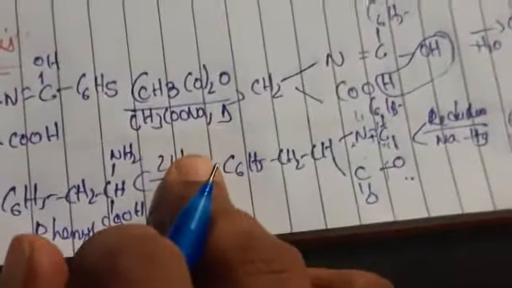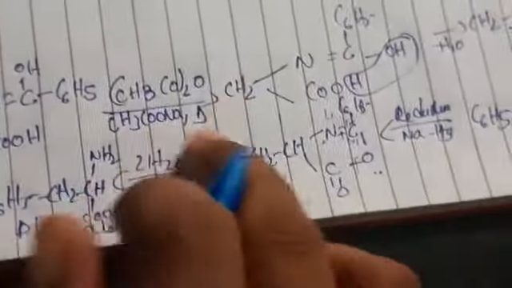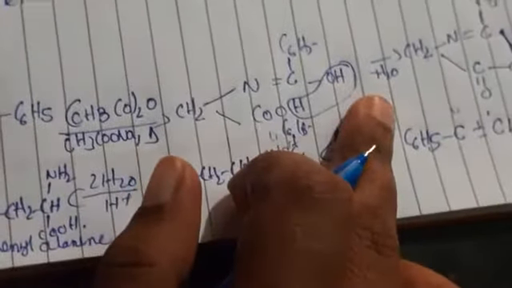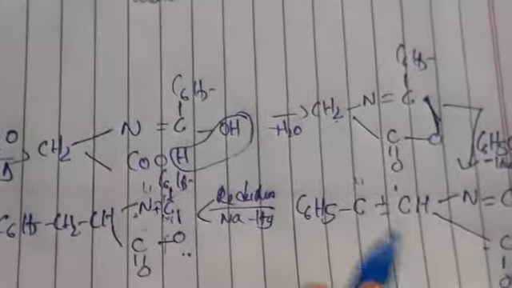Okay, so what did we do in the Erlenmeyer azlactone synthesis? We have taken hippuric acid. When we rearrange this molecule we get the enol form. When we add acetic anhydride and sodium acetate, a water molecule will be lost. So cyclization is happening. So this is the molecule you are getting.